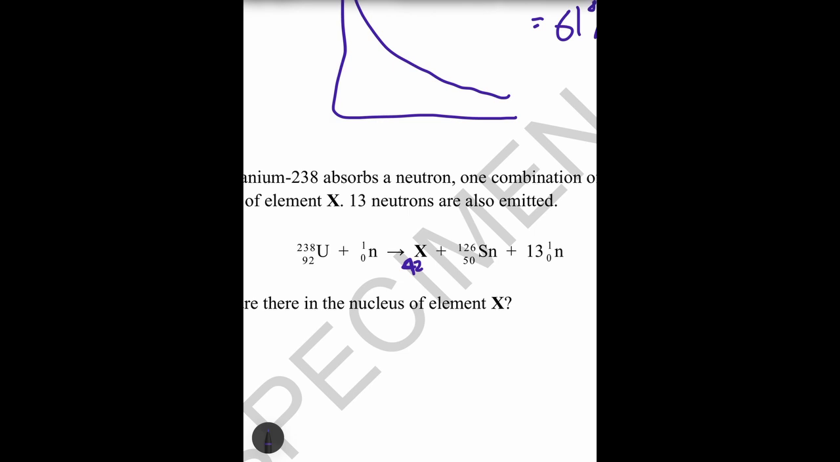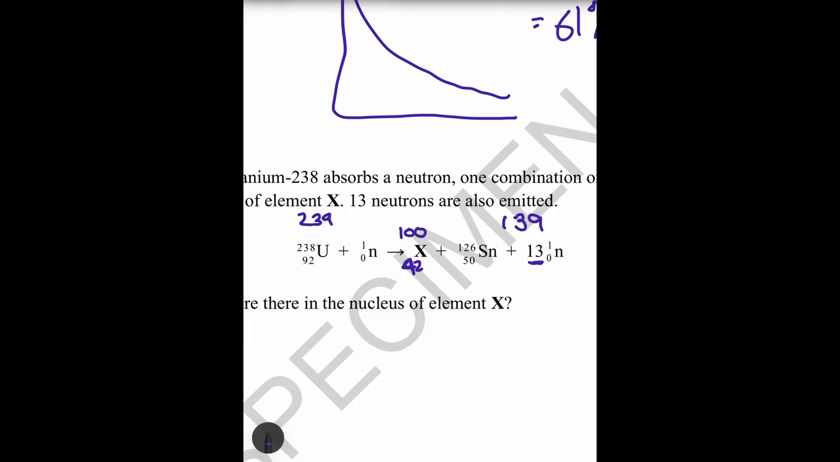Okay, and then what is my mass at the start? Well, my mass at the start on the left hand side, I've got a mass of 239. On the right hand side, so far, this big 13 means I've got to multiply the whole thing by 13. So I've so far got a mass of 126 plus 13, which is 139. So if I've got a mass of 139, what's the mass that X must have? 239 minus 139. So the mass X must have is 100.